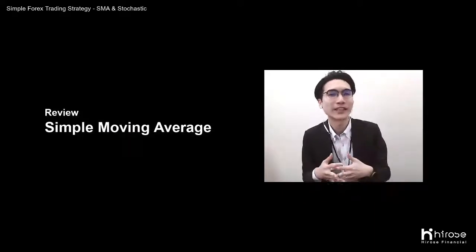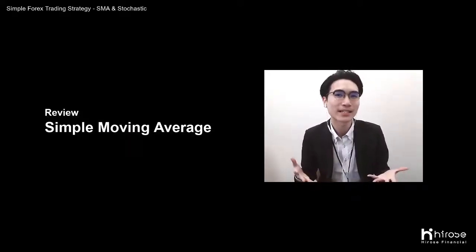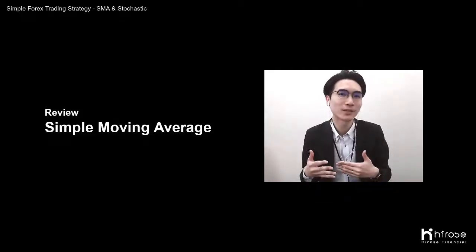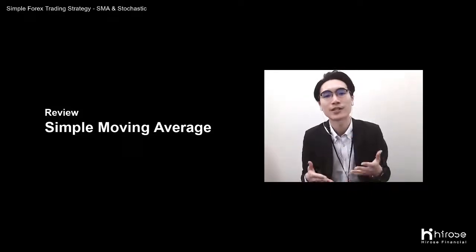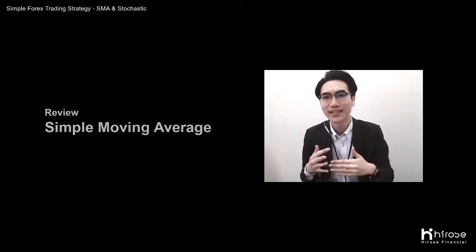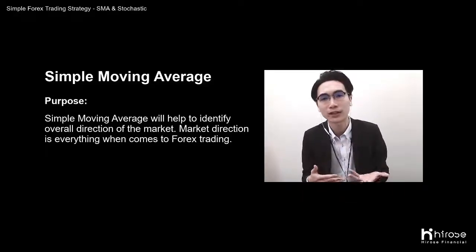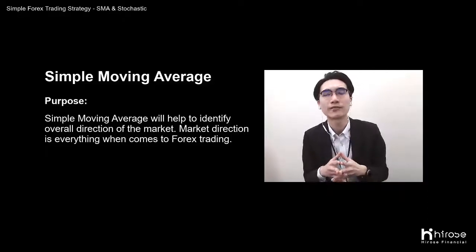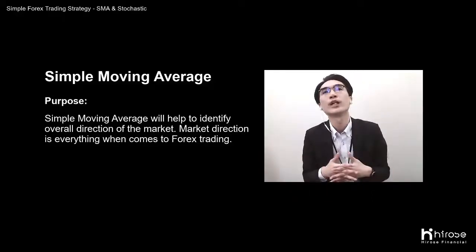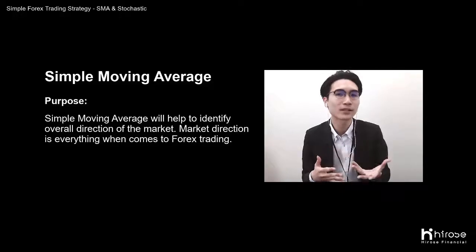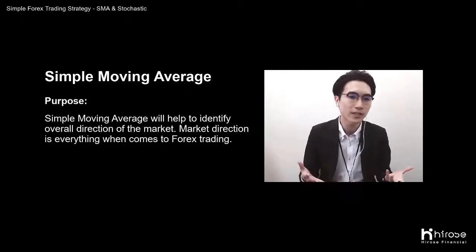Since one of the technical indicators that we are using is the simple moving average, I just want to refresh your memory a bit on the simple moving average and how you should use it. We start from the beginning. The simple moving average is an indicator for you to identify the overall direction of the market. Because in the forex market the price moves all the time, it goes up and goes down, that's why we use the simple moving average to get a better grip on the overall direction of the market.